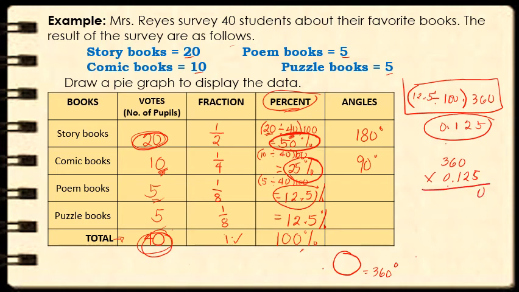5 times 6, 30. Carry 3. 5 times 3 is 15 plus 3 is 18. 2 times 0 is 0. 2 times 6, 12. Carry 1. 2 times 3 is 6. Plus 1 is 7. 1 times 0 is 0. 1 times 6 is 6. 1 times 3 is 3. Okay? And then, let's add.